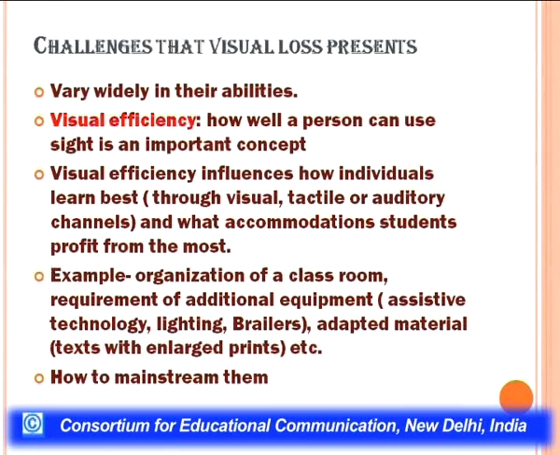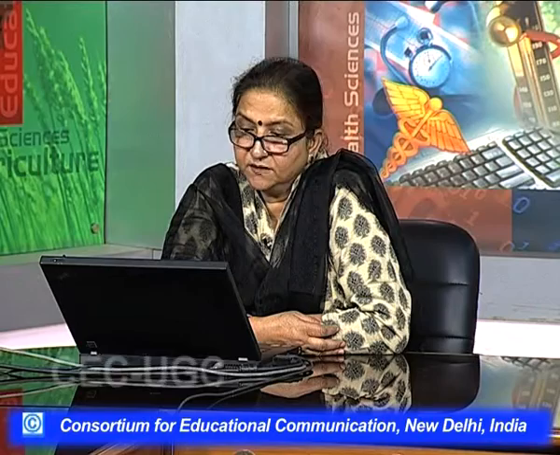And the major challenge is how to mainstream them, because all the visually impaired people do not need a very specific kind of education. They need certain support and they can very well excel in the class of general students. So it is important to mainstream these children so that they could achieve their potential.